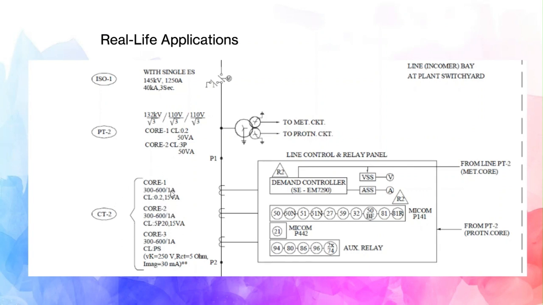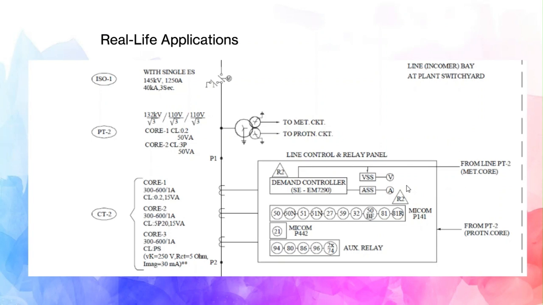In this case, there are three cores in this CT. Core 2 and core 3 are protection cores, and core 1 is the metering core. All these three signals are entering into this box. This is a relay, and also from the PT, these two connections are coming here in the relay. So this relay is getting input from the CT as well as from the PT.